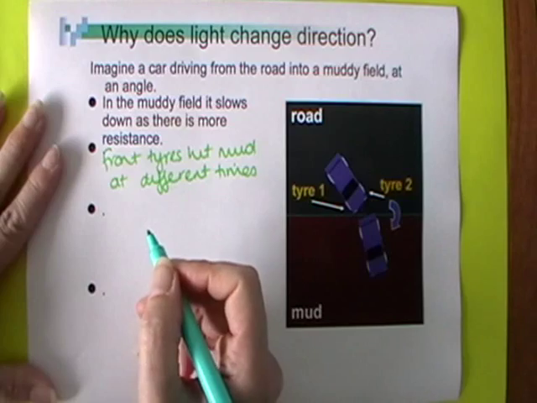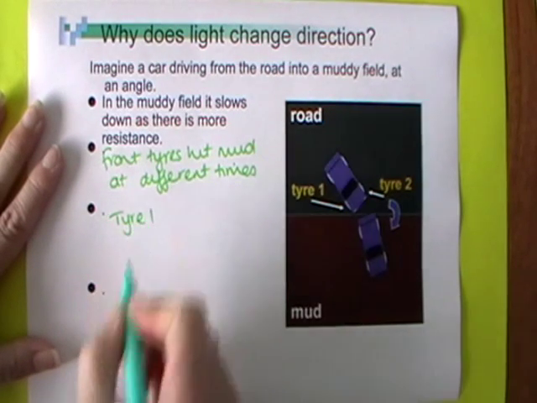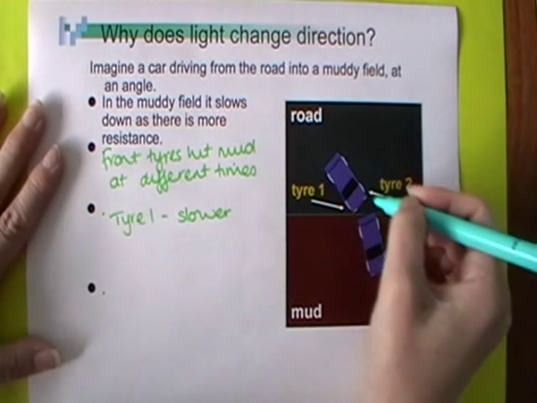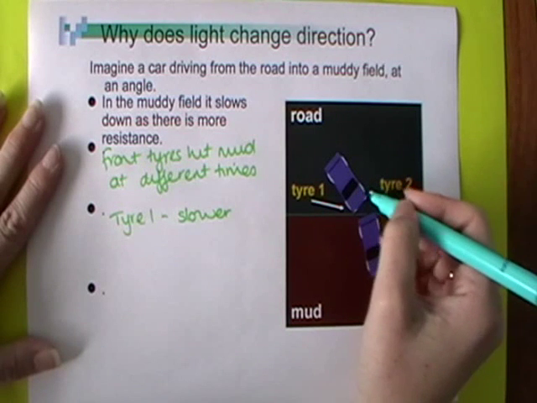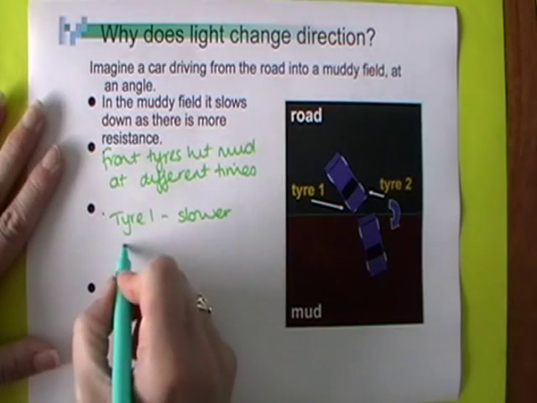In this diagram, the first tyre meets the mud first, so it gets slower. But tyre 2 is still travelling at the same speed as it initially was, so it pushes on. Tyre 1 is caught in the mud, so the car turns.